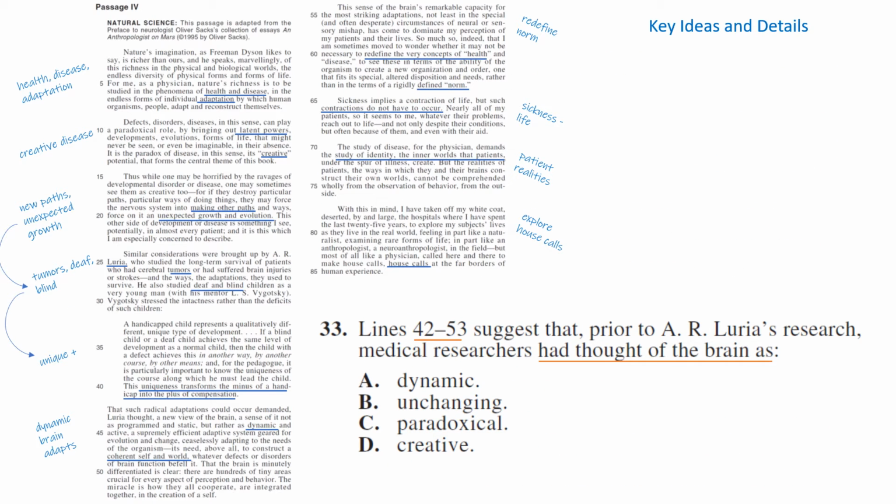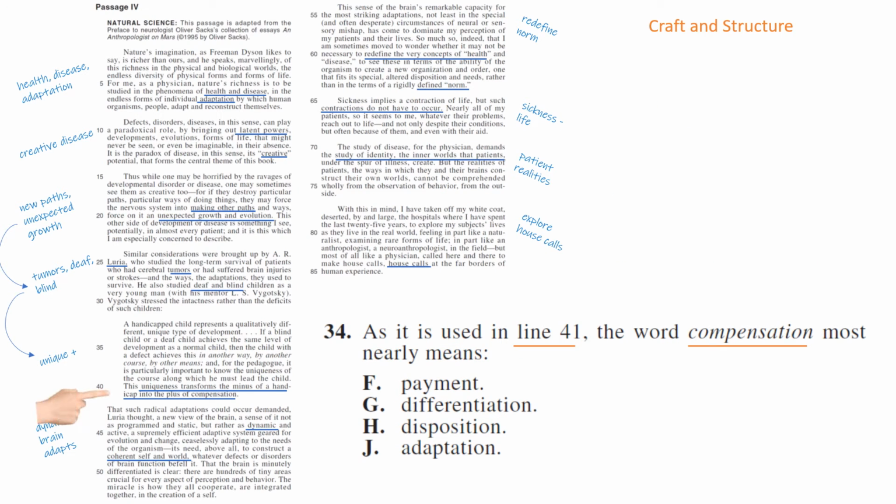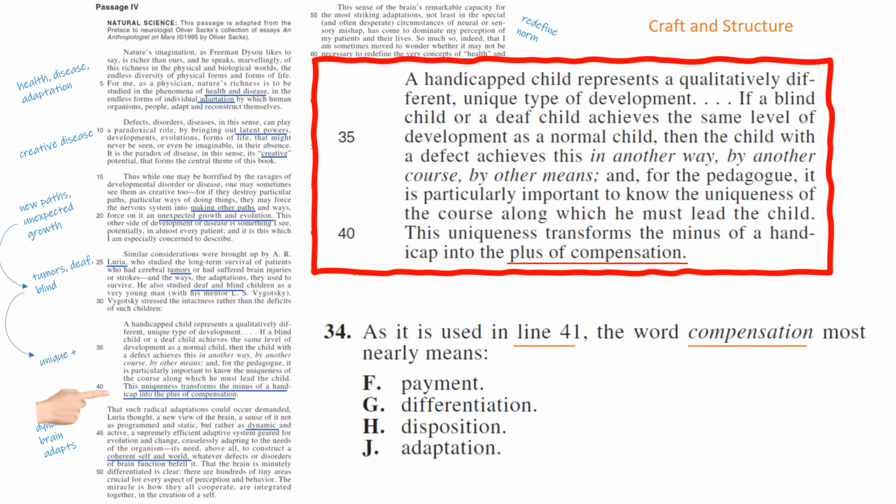Question 33, lines 42 to 53, suggests that prior to Luria's research, medical researchers have thought of the brain as... So my Google summary said dynamic brain adapts. So before that, and we can look at the quote to see, they thought it was static. Static means unchanging, so a little bit of a vocabulary question there. So B.